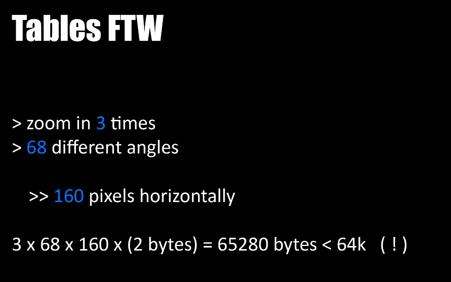First of all, to save processor time, we transform the functions into tables. Function A, for instance, has 68 values for the angle and 160 values for x. We want to zoom in 3 times, and we need 2 bytes for every value. So the size of table A for function A is 65,280 bytes, which fits perfectly into one 64K memory bank. We set up the table B for function B in the same way.